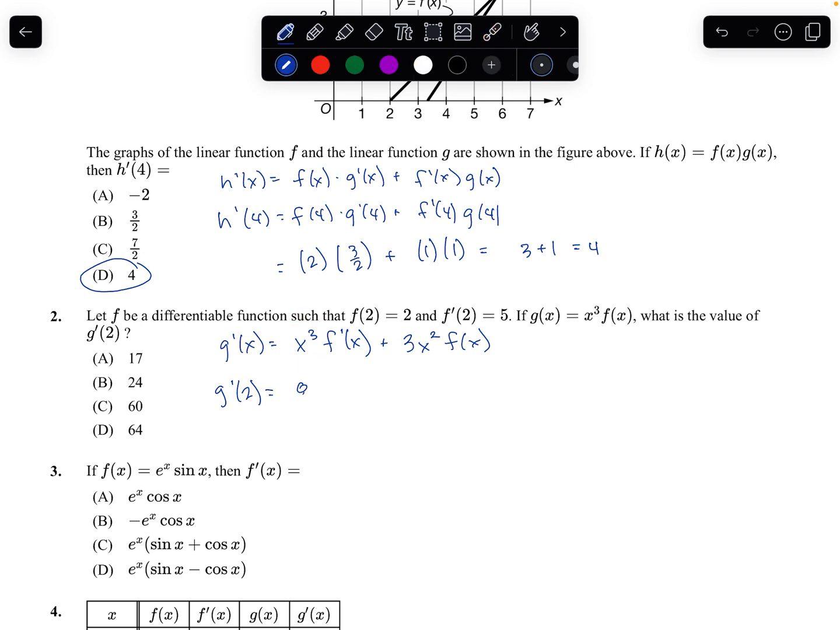2 to the power of 3 is 8. f prime of 2 is going to be equal to 5, plus 3. Now, if I plug in 2 right here, that's going to give me 4. 4 times 3 is going to give me 12. And then f of 2 is going to be equal to 2. So that's 40 plus 24. So that's going to be equal to 64. Okay, I think that's it.